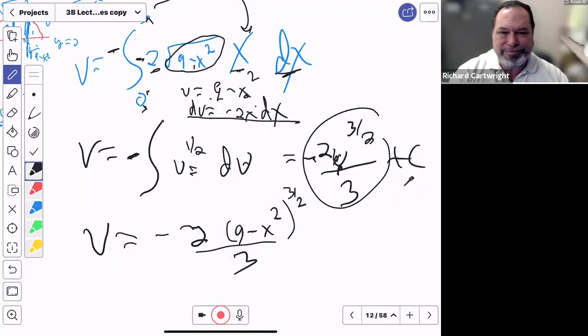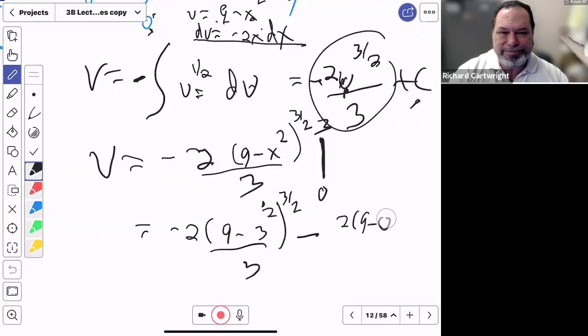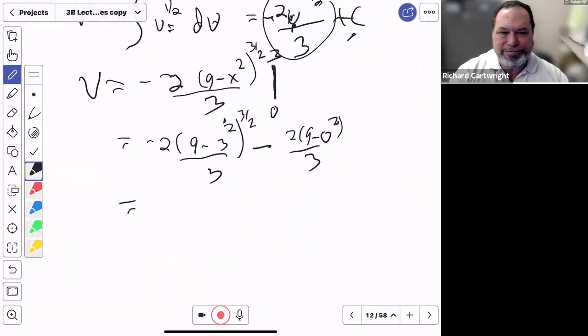I don't go plus c now. I can actually put back my limits from 0 to 3. Equals negative 2 times 9 minus 3 squared to the 3/2 power over 3 minus 2 times 9 minus 0 squared over 3. Let's see what that gives me. I put in the 3 first. Hold on, 3/2. What is 9 minus 3 squared? 0. So 0 times a negative 2, or 0 to the 3/2 power, is still 0. That's a 0 minus.